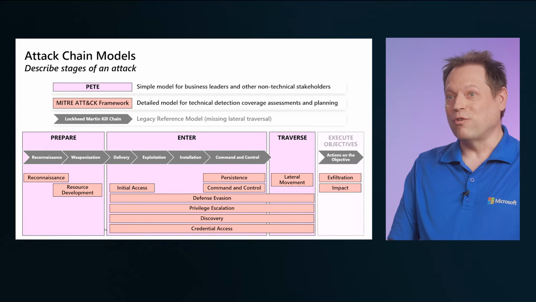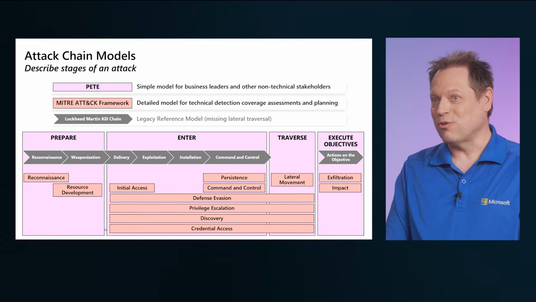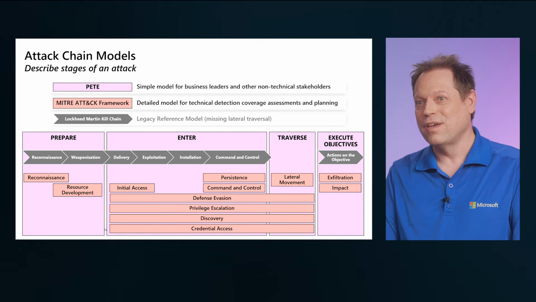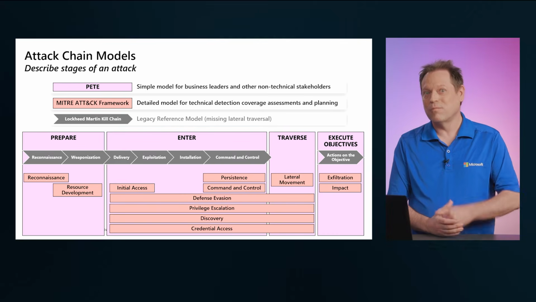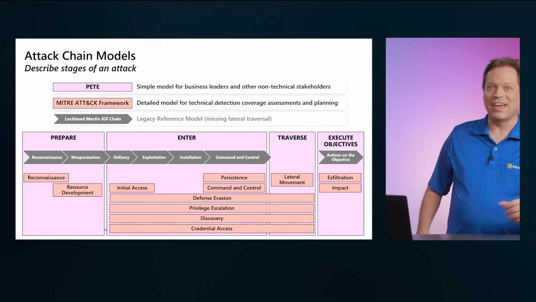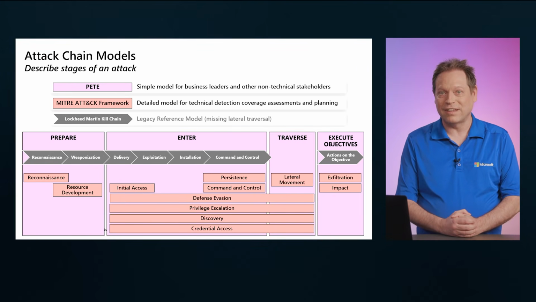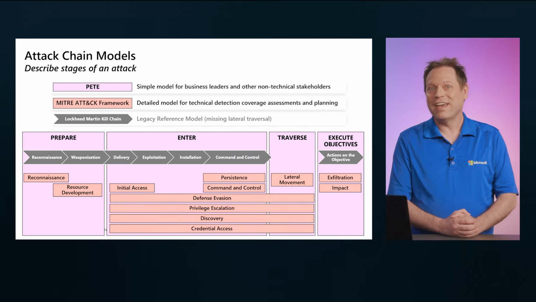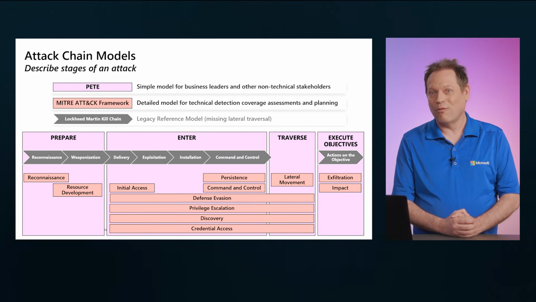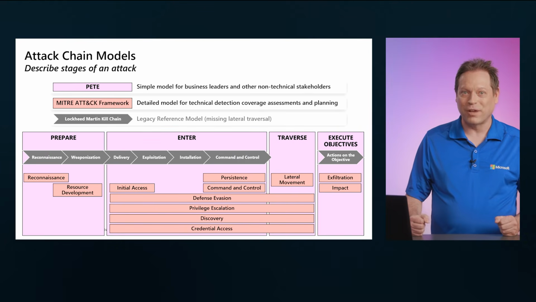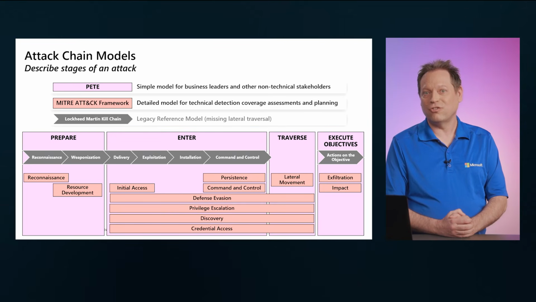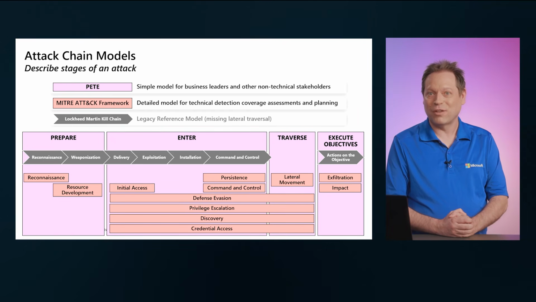And when you need a simpler model for strategy conversations with business leaders or other non-technical stakeholders, the PEAT model is a useful option: Prepare, Enter, Traverse, and Execute Objectives. It's intentionally high level, but still accurately describes how an attacker progresses, including the critical reality of moving laterally inside the environment. The key takeaway is that organizations need to think across all stages of an attack chain and balance investments across them, because a defense that only focuses on one stage leaves gaps attackers can exploit.